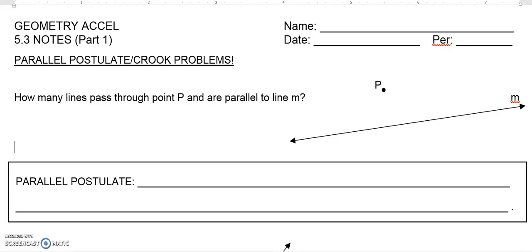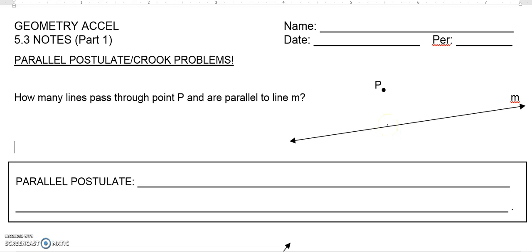So additional things about the parallel postulate, more than what we learned today about some exterior interior angles. This is more of an extension problem or situation involving crooks. We'll see a little bit later what crooks look like and why they are called crook problems. But as a little opener, I just want you to think about how many lines can pass through a point and also be parallel to another line.